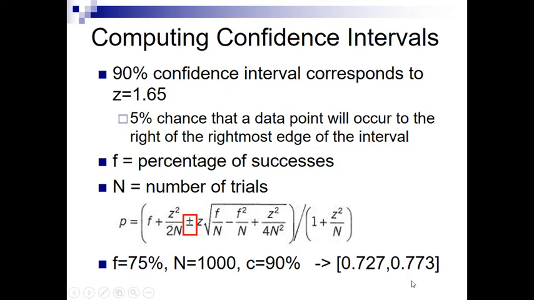So F is a percentage of success. Where does that come from? Well, after you've done your cross-validation and you've got the performance value on each fold, then when you average across those, the average value you get is F. Now, N is the number of trials.